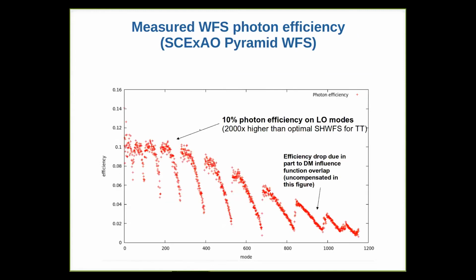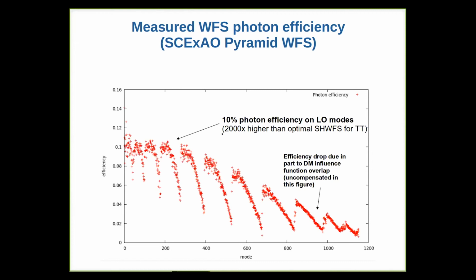And you can go in the lab and measure this. So we did it for the SCExAO pyramid wavefront sensor. If we turn off the modulation in the lab, we find a very good efficiency. Again, it may seem like 10% efficiency is bad. You have to keep in mind that if we plotted the Shack-Hartmann on this graph, the efficiency would be 2,000 times lower than that. So this is a demonstration. This is why we love pyramid wavefront sensors.